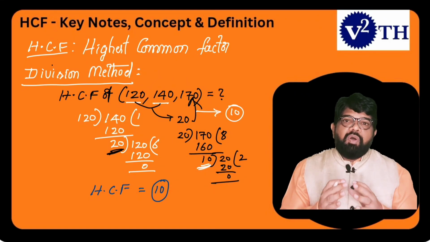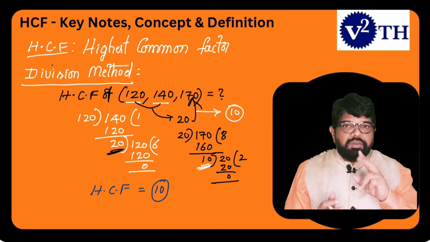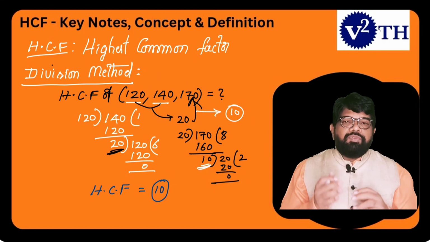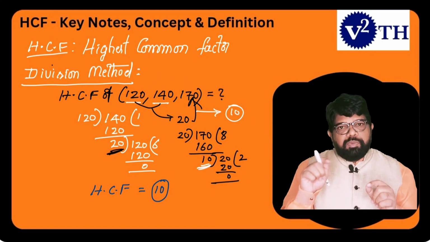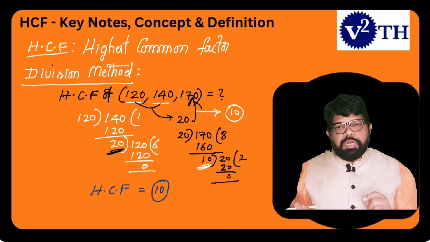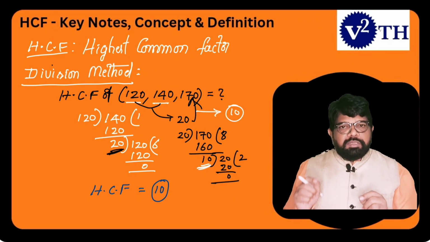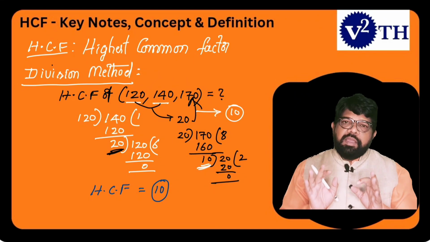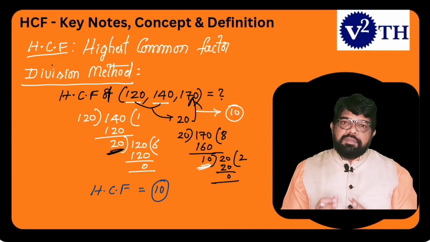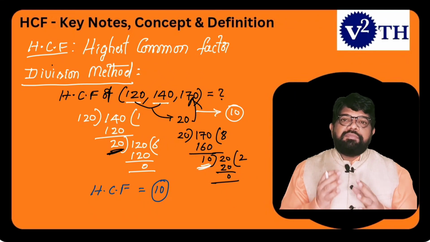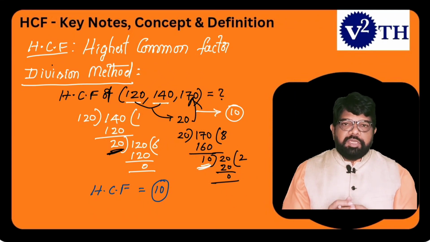Why? Suppose larger values are given, and only 2 values are given. How can you find the HCF? Only by the division method: larger number by smaller number, long division up to remainder equal to 0. If the remainder is 0, the last divisor is called the HCF. So for larger numbers when 2 values are given, this division method is helpful. There is also a shortcut method. In the next video, I will discuss the HCF shortcut with you. Thank you to all.